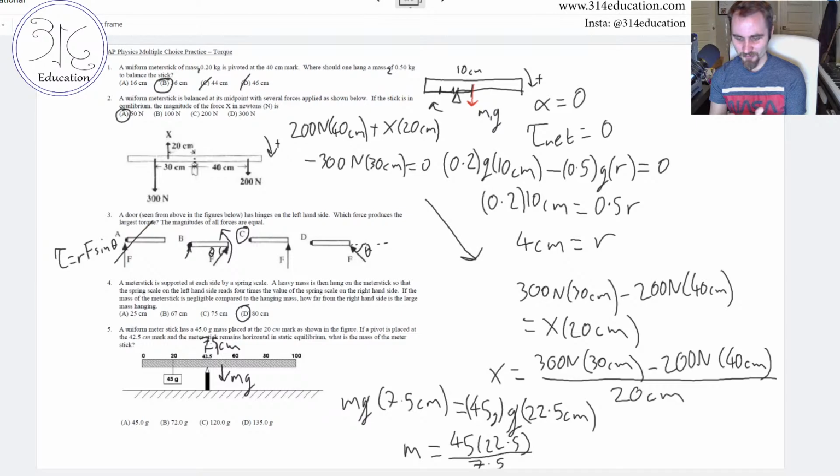Just plugging these in real quick gives us a mass of 135 grams, which is going to be option D. Cool. Any questions on how we did that?